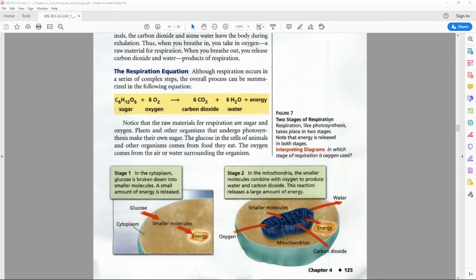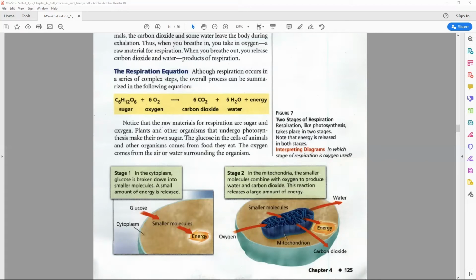So, figure 7, the 2 stages of respiration. Respiration, like photosynthesis, takes place in 2 stages. Note that the energy is released in both stages. In stage 1, in the cytoplasm, glucose is broken down into smaller molecules. A small amount of energy is released. So glucose goes into the cytoplasm, is broken down into smaller molecules, and energy is released.